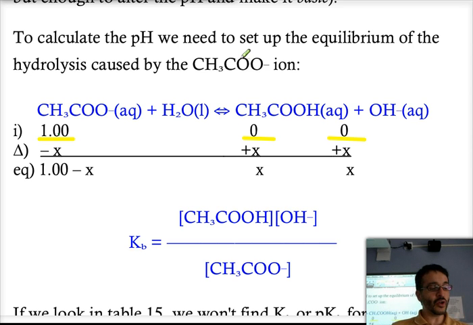Now, we don't have the value of Kb, or even pKb for that matter, for ethanoate, and so we have to calculate it from first principles. We have to remember, oh, that's right, pKa plus pKb equals 14 for a conjugate pair.